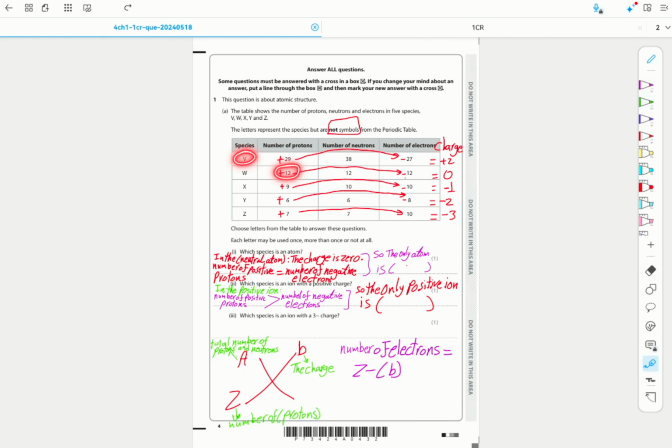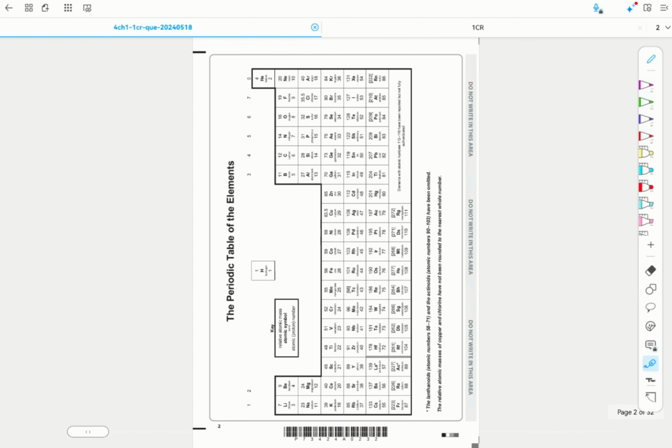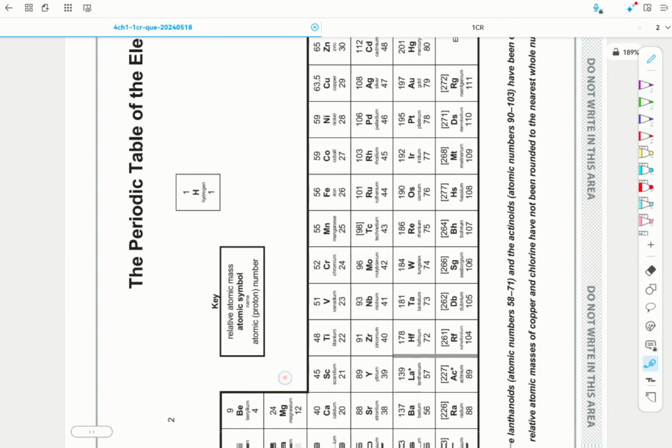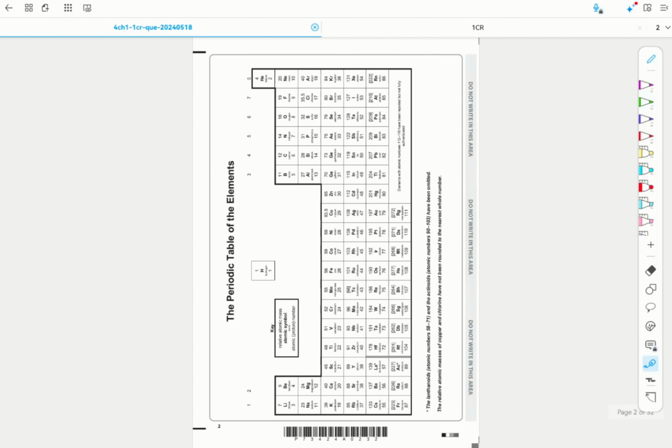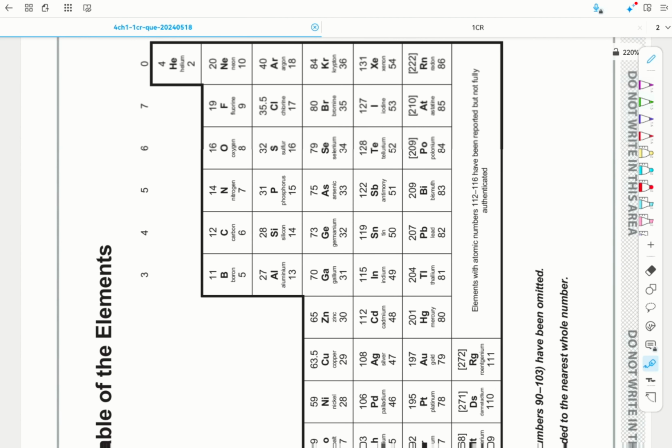W has 12 protons, which is magnesium, as you see here, my friends. Magnesium has 12. The other one is X, which has 9. I think 9 is fluorine, as you see here. Check it with me. Yes, we have 9.